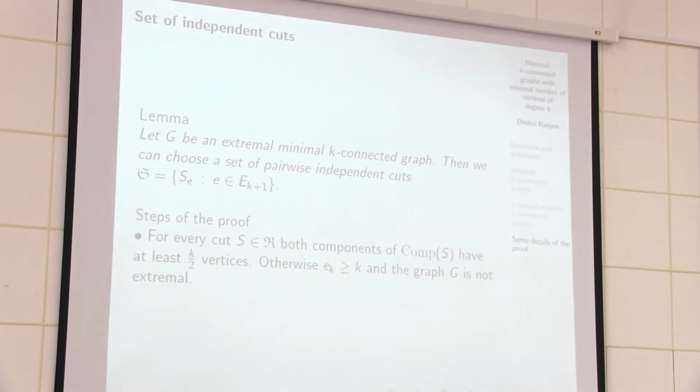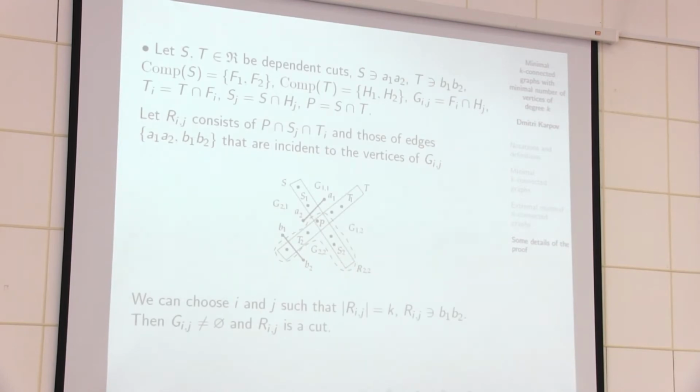and the graph can be extremal. And then in the next step of our proof, we choose an arbitrary set of cuts that contain all edges of the set, k plus 1. And we transform the cuts in such a manner that we want to have a pair of independent cuts. And on this picture we show how to transform two cuts.